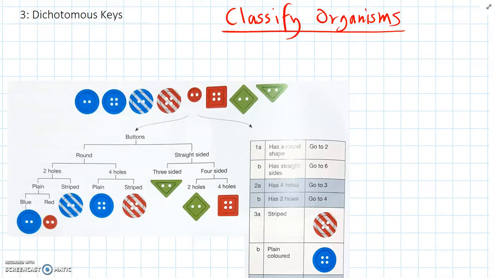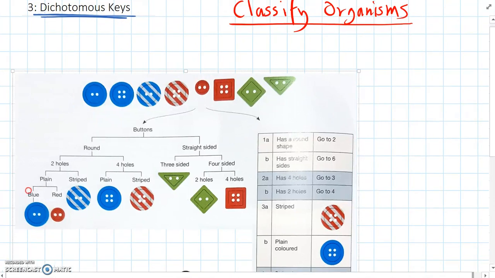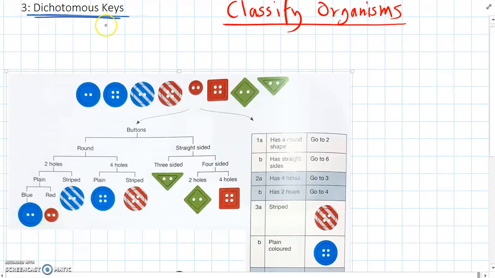One of the best methods to classify things is to make this thing called a dichotomous key. And keys help us to classify organisms.